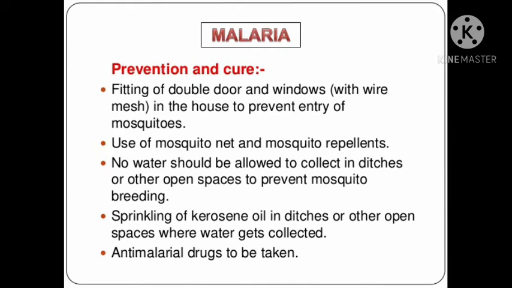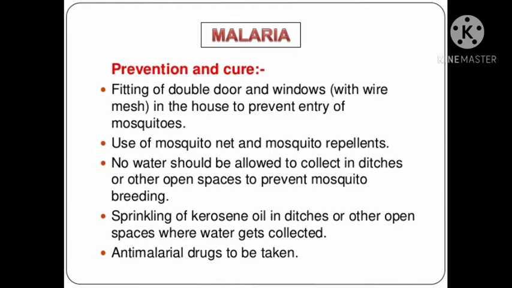Preventive measures for malaria include not allowing collection of stagnant water in and around residential areas, which are breeding grounds for mosquito larvae. Also sprinkling of kerosene oil in ditches and other spaces where water gets collected. Use of mosquito nets and mosquito repellents at home. Also anti-malarial drugs can be taken for curing malaria. So mostly it includes preventive measures in order to prevent the spread of the disease.